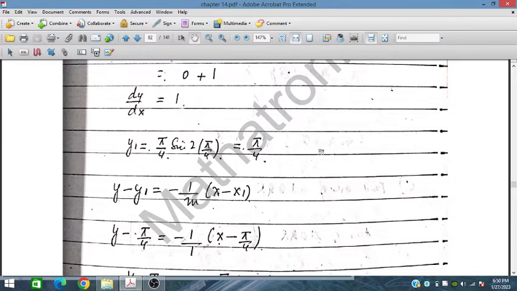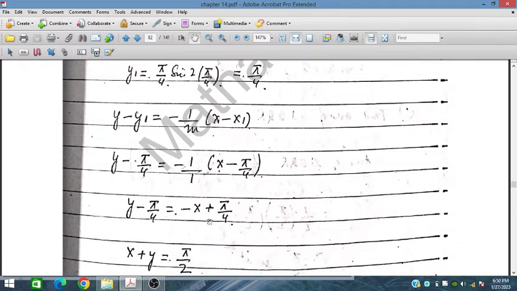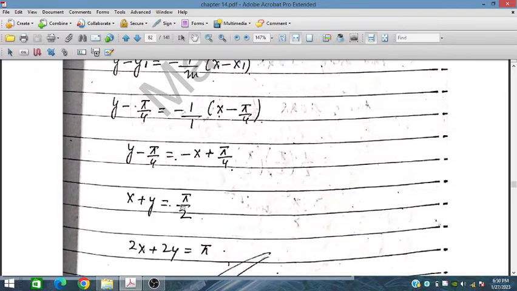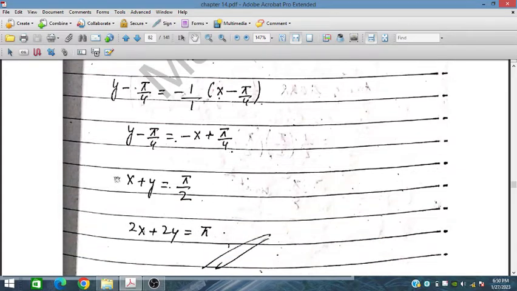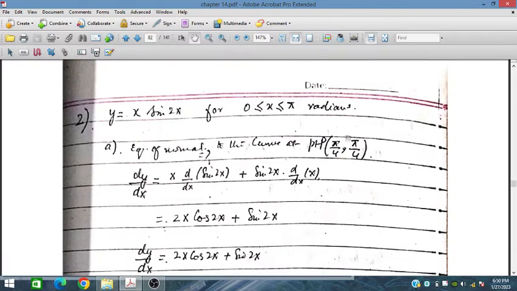So the gradient of the normal would be minus 1, since 1 times minus 1 gives minus 1. So this is the required gradient. We change it here and shift it here: x plus y is equal to pi by 2. Multiplying by 2, 2x plus 2y is equal to pi. So this is the equation of the normal on this curve at this point.